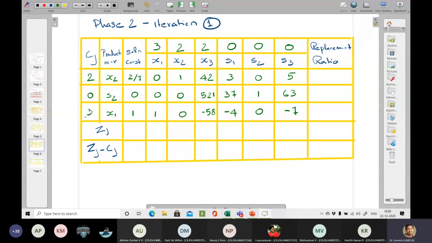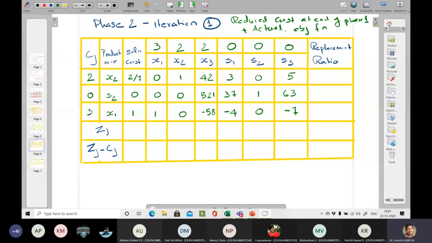Okay. Now I can calculate the Zj value. Are you clear? I have started phase 2 with the reduced constraint at the end of phase 1, plus the actual objective. So the actual objective function is taken into the problem. Is that clear?